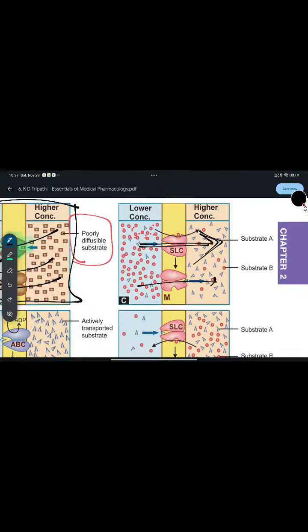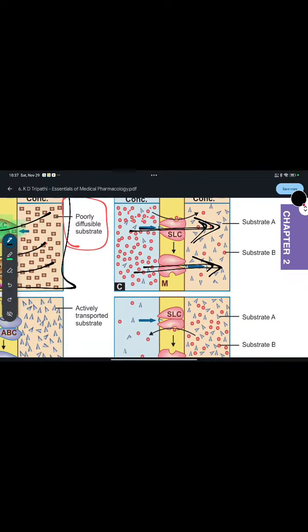If you take substrate B as red points, then red points are moving from high concentration to low concentration, whereas substrate A, that is the prism shape, the triangular shape, is moving from low concentration to high concentration. Ultimately, the concentration gradients are opposite. Transport of substances is also in opposite gradient. That is, one is from low concentration to high concentration, one is from high concentration to low concentration, but the direction of transport is the same.